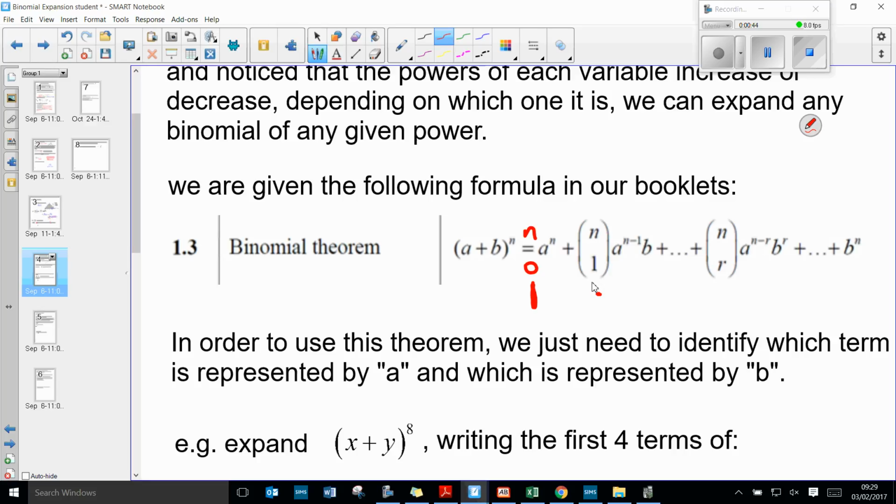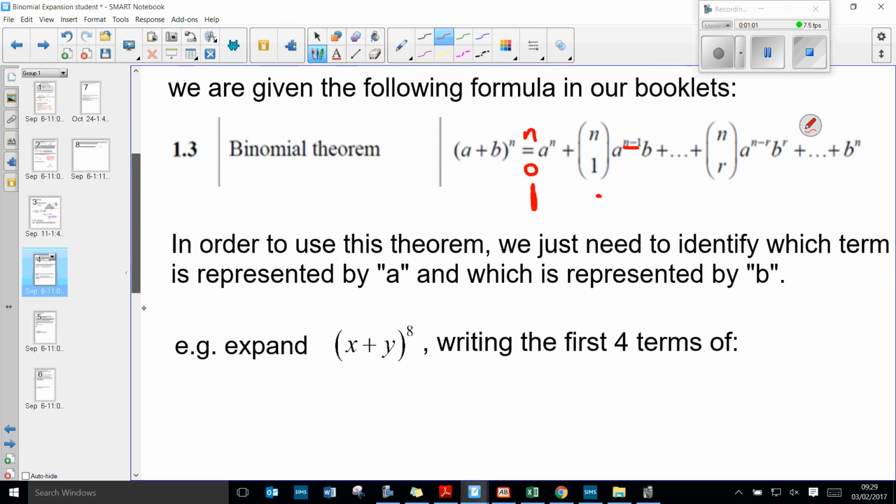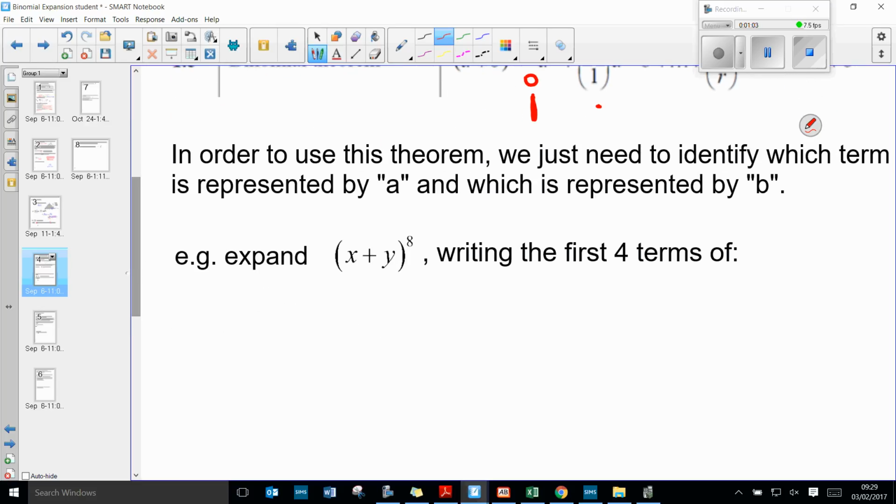So we know the first term starts with the same power as n and decreases by 1 each time, and the second term starts with the power 0 and increases by 1 each time. So in order to use the binomial theorem, we just need to identify which term is represented by a and which by b. So (x + y)^8 is a nice easy one to start with.